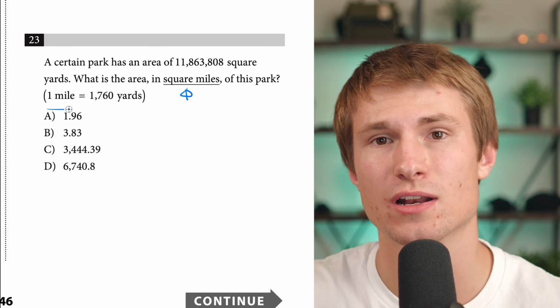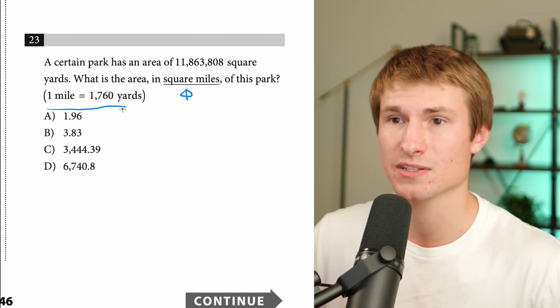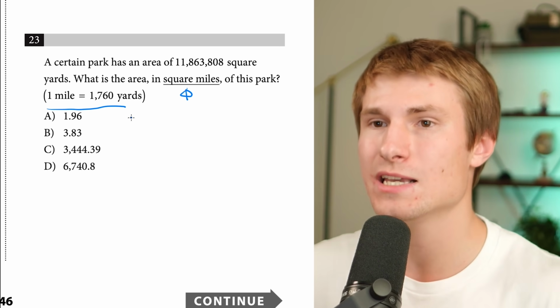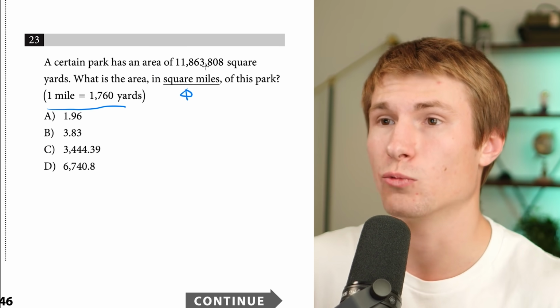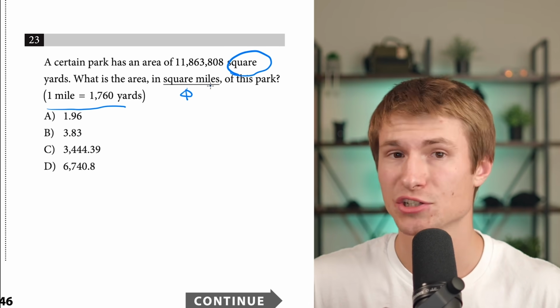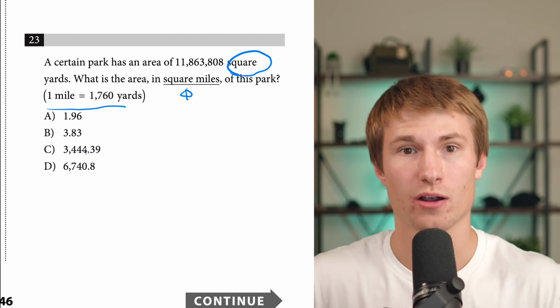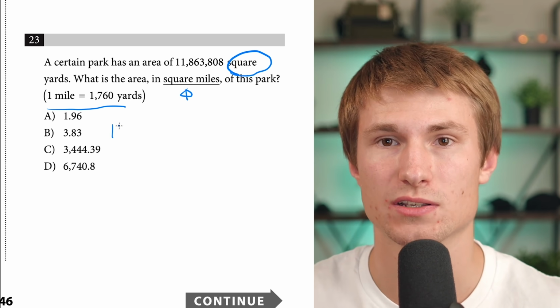That being said, we are given what 1 mile is equal to in yards, and that's 1,760. So the key to this question is that you are dealing with square yards, not just yards, square yards, not cubic yards, square yards. That's the key to this whole thing. This makes it super easy as long as you understand that.